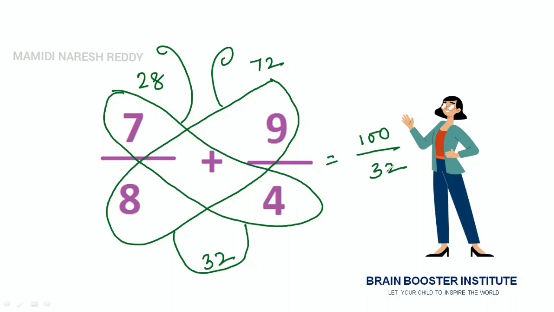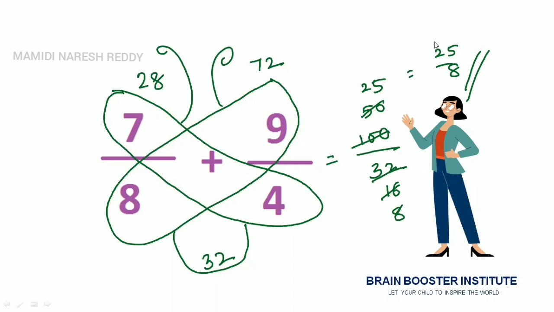Are there any cancellations? You can cancel here. For example, I'm canceling, my dear friends: 25 0s are 100, and 2 16s are 32, and 25 and 2 8s. So the final answer is 25 by 8. This is the final answer. You can check by using our traditional method: you can take the LCM and do it.